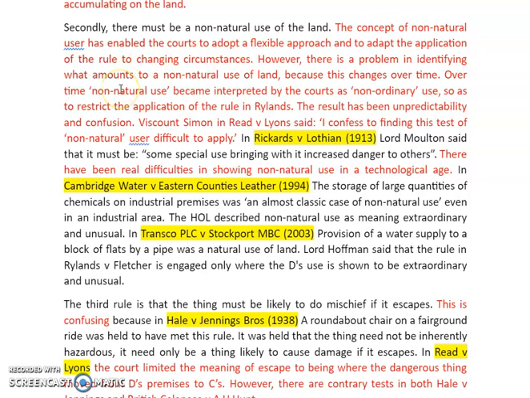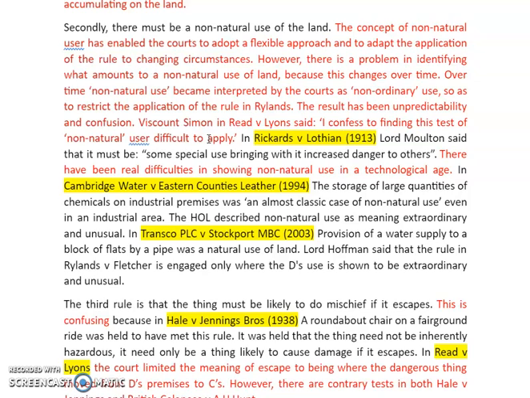So non-natural use has become interpreted by the courts as meaning non-ordinary use. And that further restricts the application of the rule in Rylands. And this has resulted in unpredictability and confusion. And Viscount Simon, in the case of Read and Lyons, said, quote, "I confess to finding this test of non-natural user difficult to apply."